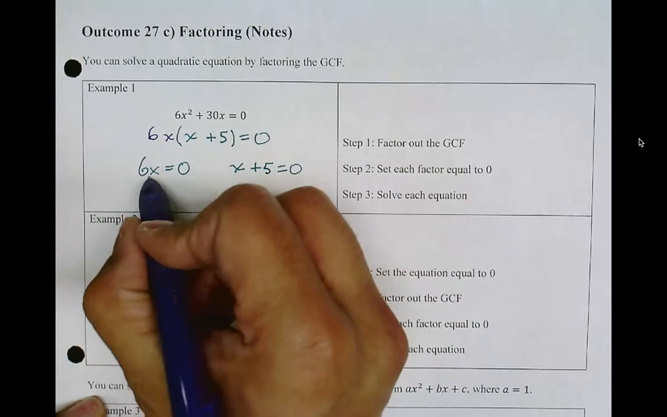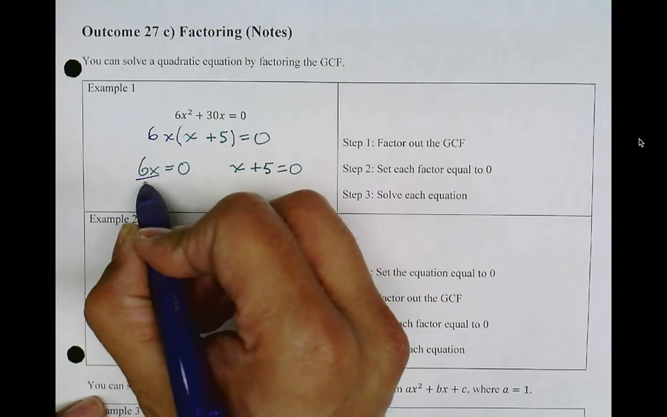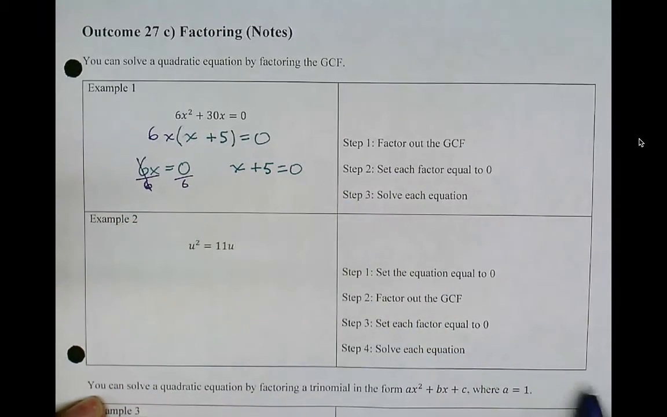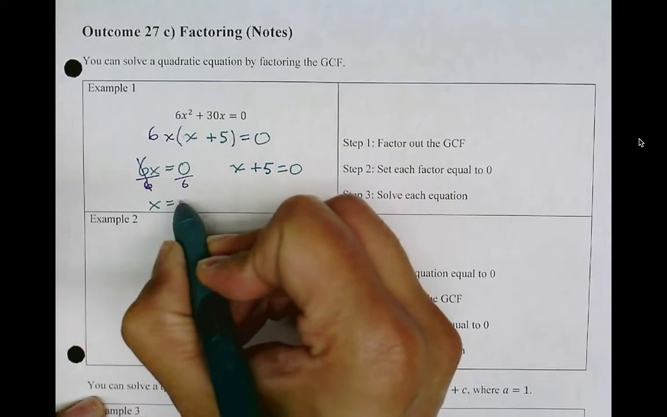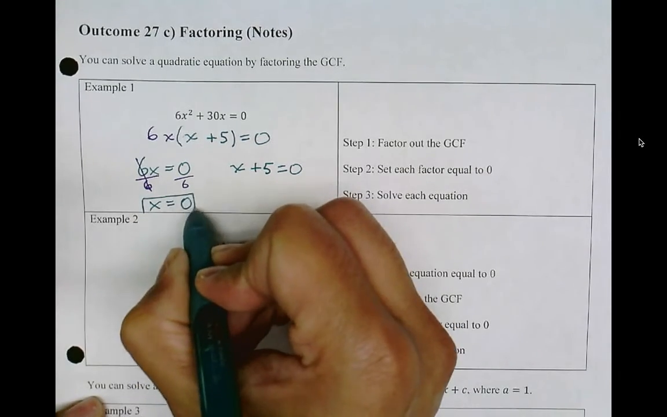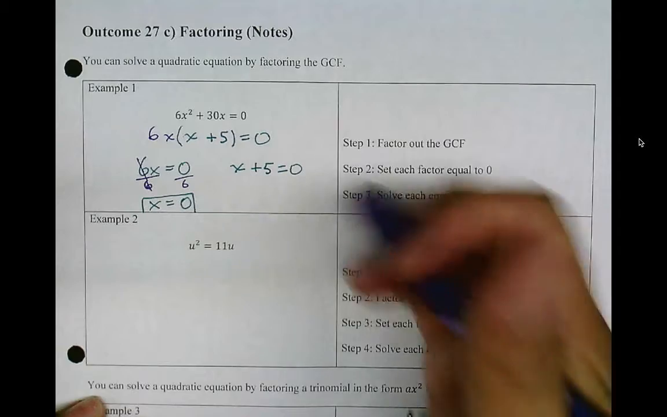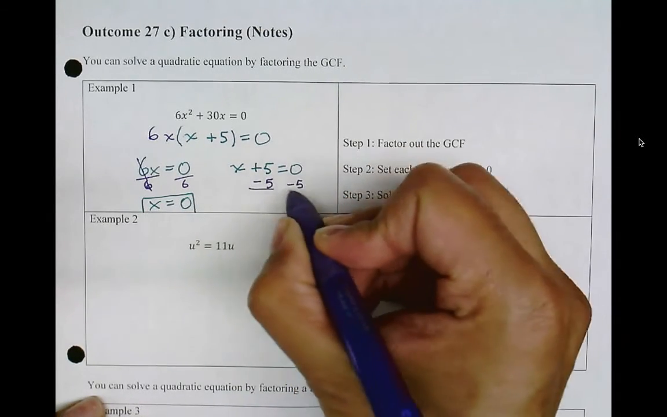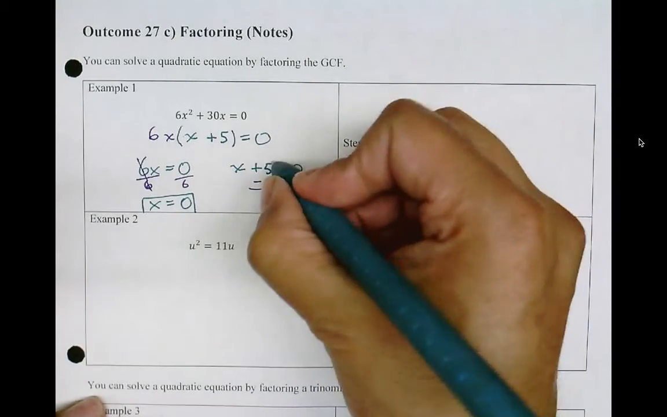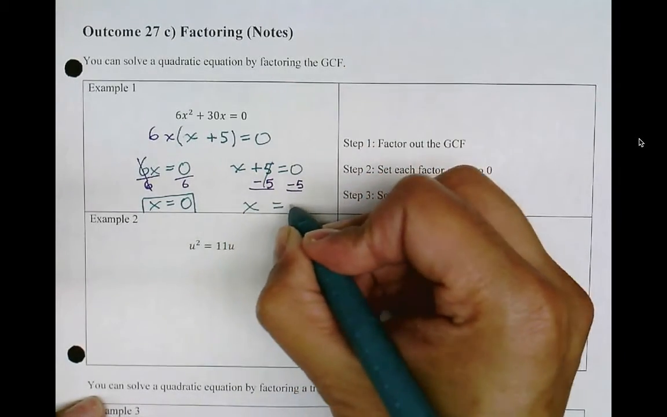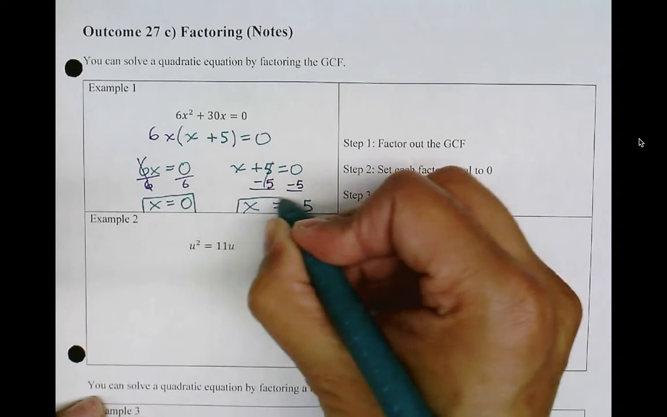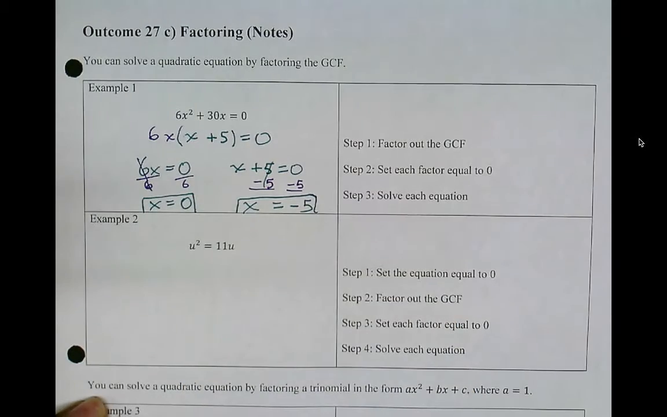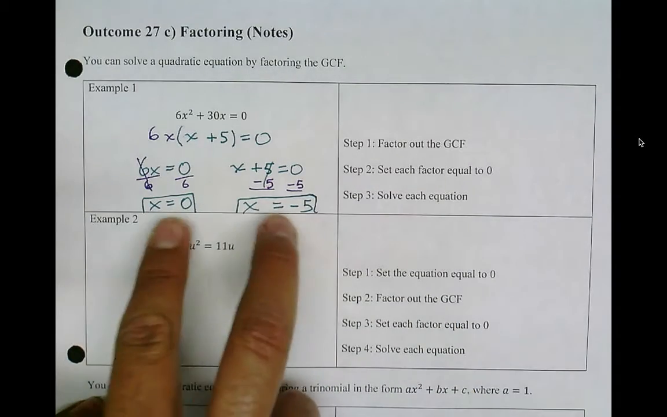Let's solve the first equation, 6 times x equals 0, by dividing both sides by 6. That cancels out our 6's here and leaves us with x equals 0. That is the first solution. Now x plus 5 equals 0. Let's cancel out the plus 5 by subtracting 5, which leaves us with, as these cancel out, x equal to negative 5. That is our second solution. So those are the 2 points where the parabola crosses the x-axis. Again, those are the x-intercepts.